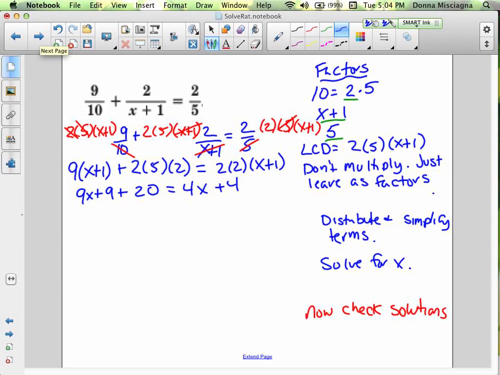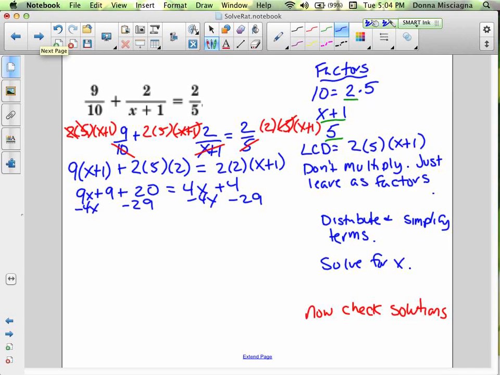So let's move the variables to the left since the largest variable is on the left-hand side. So we're going to subtract 4x from both sides. And we'll move the constants to the right. So 9 plus 20 is 29. We're going to subtract 29 from both sides. I didn't take an extra step just to write 9 plus 20 is 29. We're just going to subtract the negative 29 from both sides.